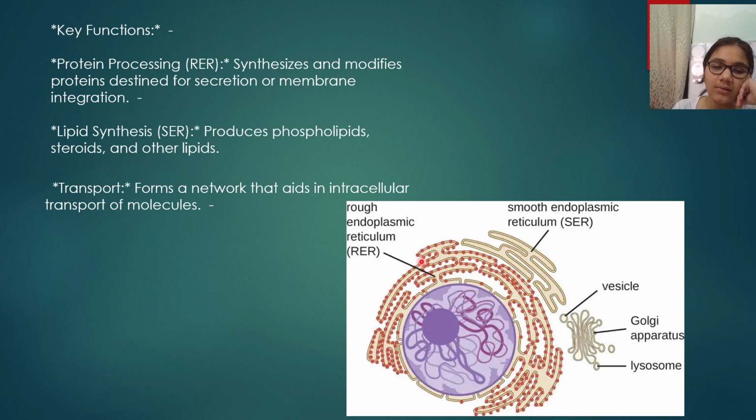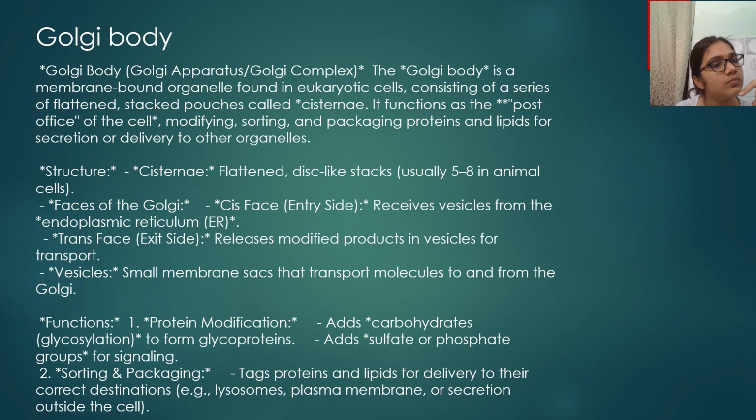We can see that this part is what? RER, rough endoplasmic reticulum, and this is the smooth ER. Vesicle, this one is Golgi apparatus and the lysosomes.